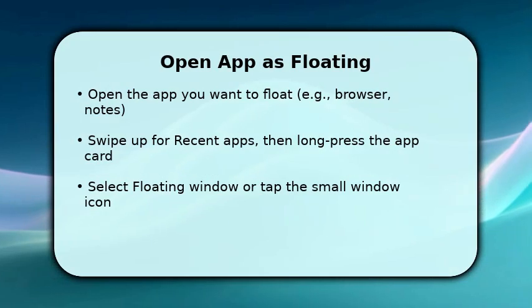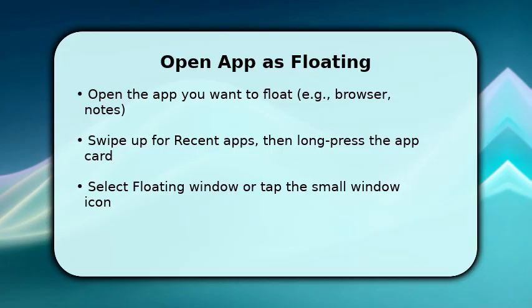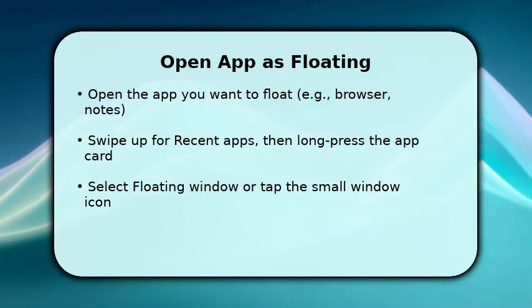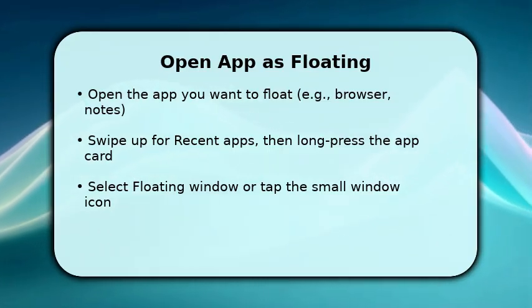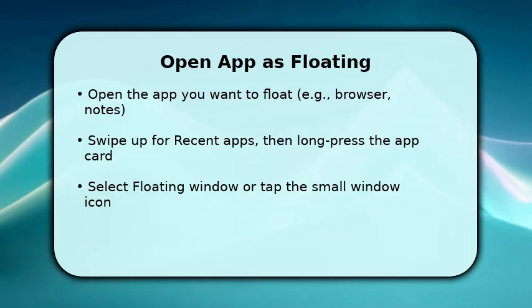You'll convert an active app into a floating window next. Open the app, swipe up to Recent Apps, and long press its card to reveal options. Pick Floating Window or the small window icon. If the icon isn't visible, drag the app toward the top of the screen to trigger multitask shortcuts.